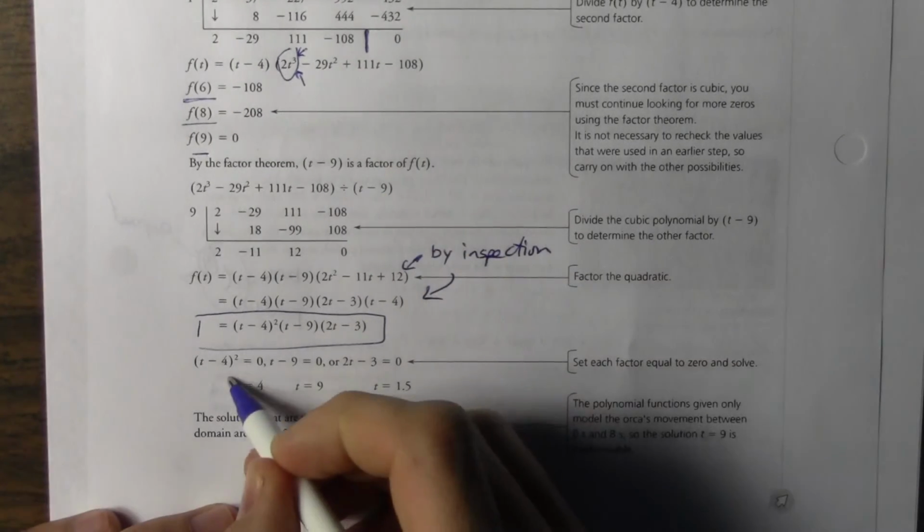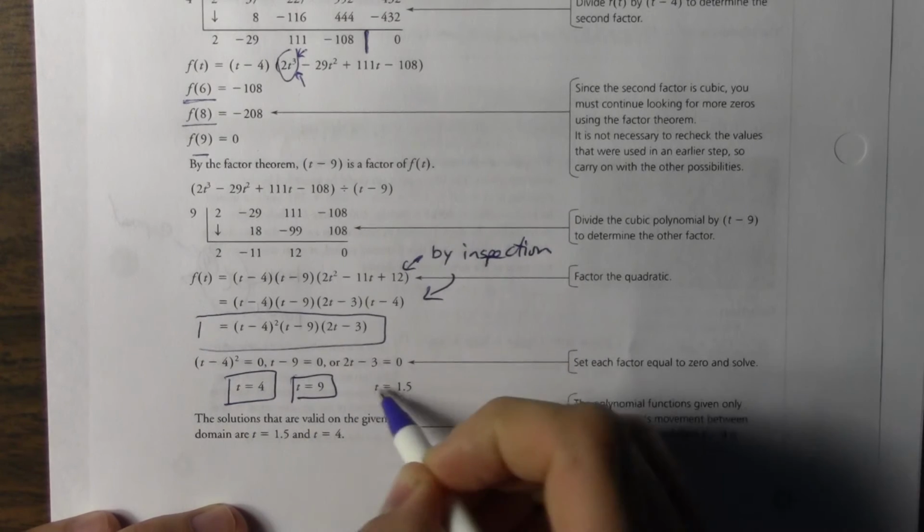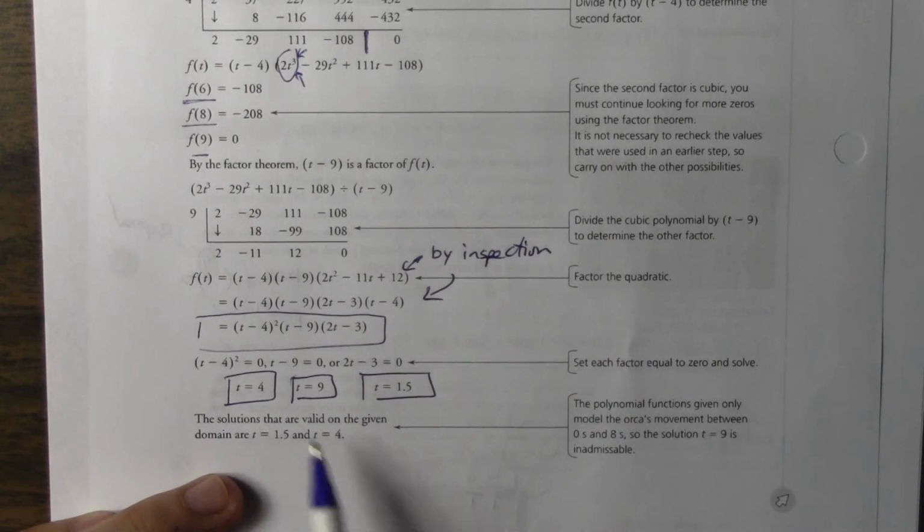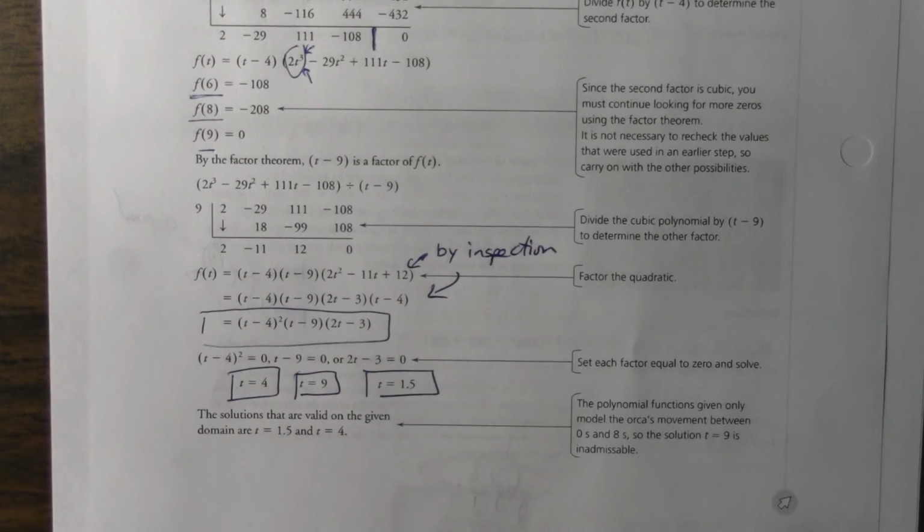Okay, so then our values are t equals 4, t equals 9, and t equals 1/2. So these are the times that the height of the two orcas are the same. Any questions? So we used factor theorem twice in this.